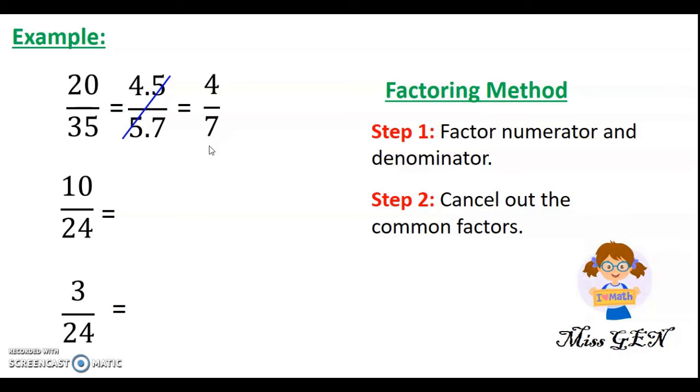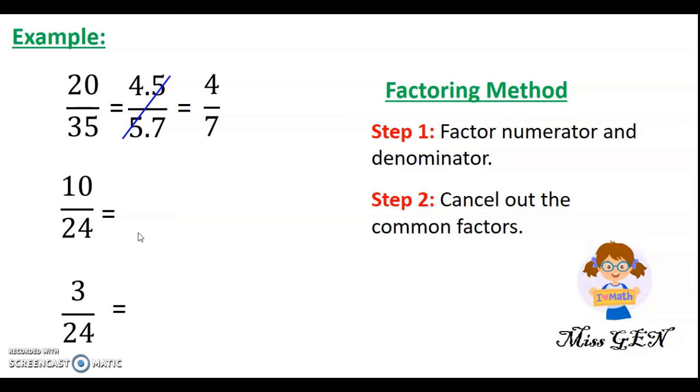As I said earlier, we will know that our fraction is in simplest form if the numerator or denominator is a prime factor. Like for example, here our denominator is 7 and this is a prime factor because we cannot factor the number 7 any further. Okay, let's proceed to the next example.